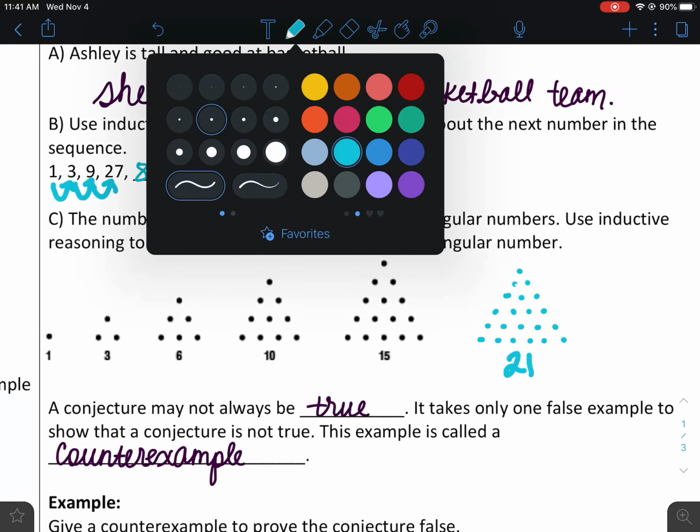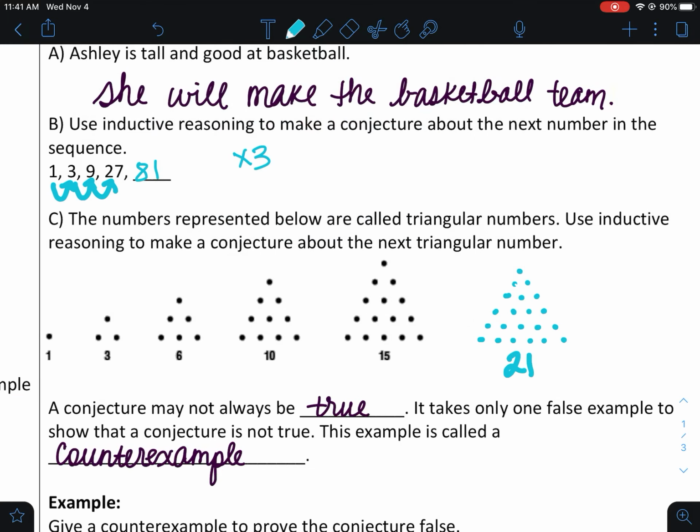Another thing that is important to note, if you just look at the numbers, to get from 1 to 3, that's plus 2. To get from 3 to 6, that's plus 3. To get from 6 to 10, that's plus 4. To get from 10 to 15, that's plus 5. To get from 15 to 21, that's plus 6. So that's another way you could also look at it.